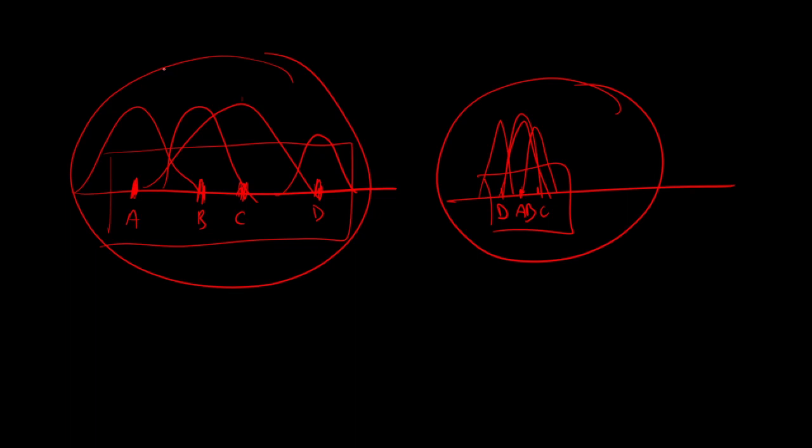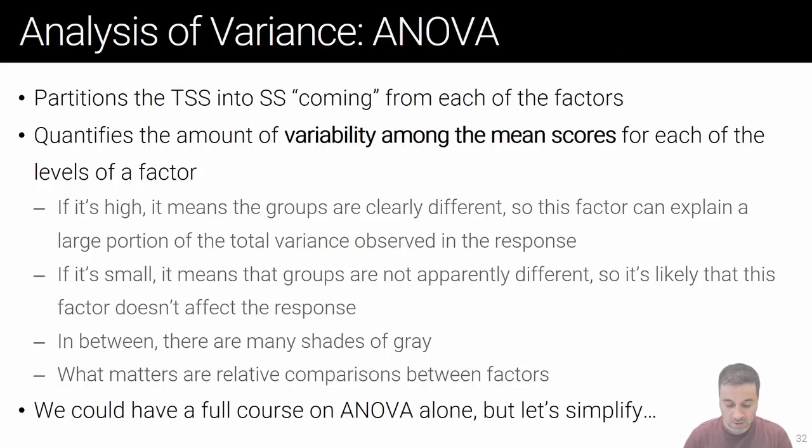And this is an indication that the differences across the groups are, in this case, high, and in this case, the differences are low. And it also tells us that this factor in this first case is responsible for a lot of variation in the response. In this other case, it's not responsible for that much variation because they're not so different anyway. So ANOVA is going to look into these distributions for each of the factors in the model. And so, again, it quantifies the amount of variability that we observe in the mean scores for each of the levels of the factor, for each of the categories.